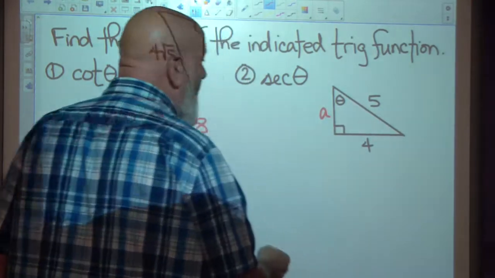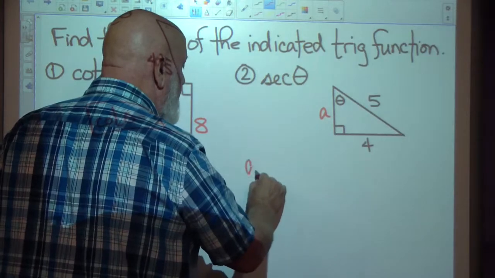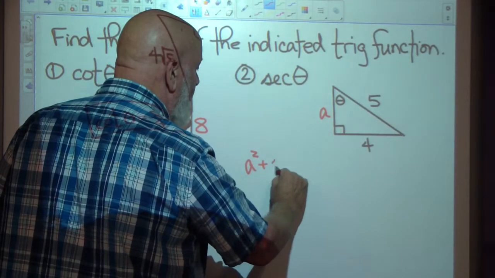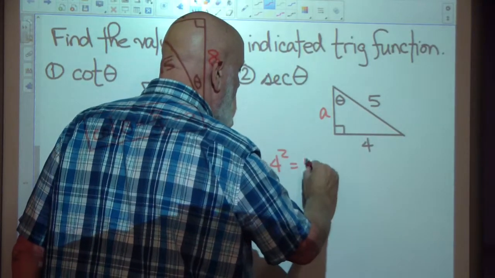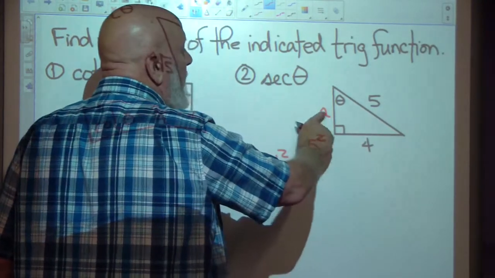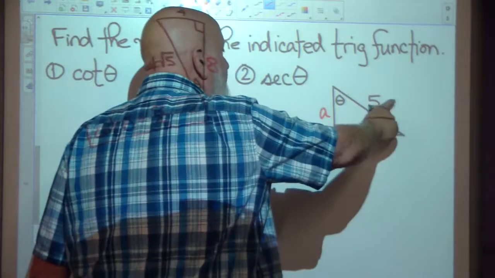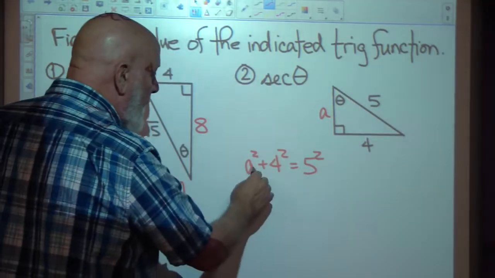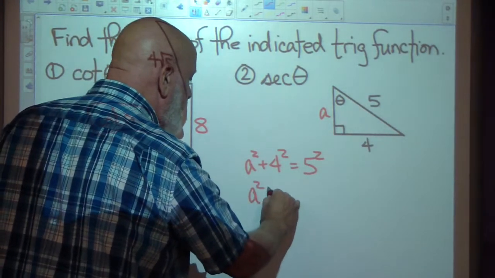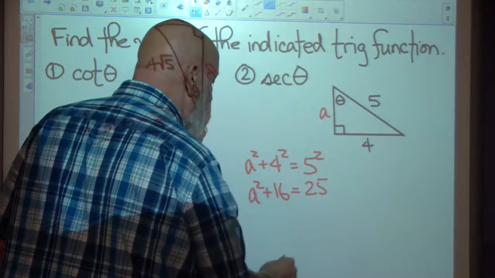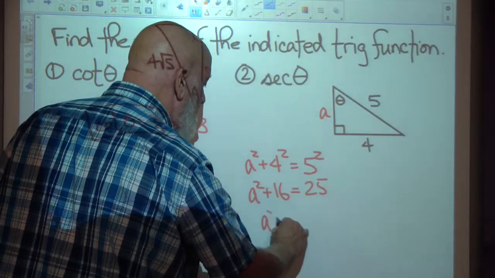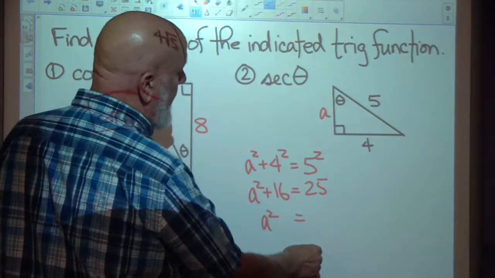I'm going to use the Pythagorean theorem. I'm going to say a squared plus 4 squared is equal to 5 squared. The sum of the squares of the legs of a right triangle is equal to the square of the hypotenuse. A squared plus 16 is equal to 25. Subtracting 16 from both sides. What is that? Is that 9?